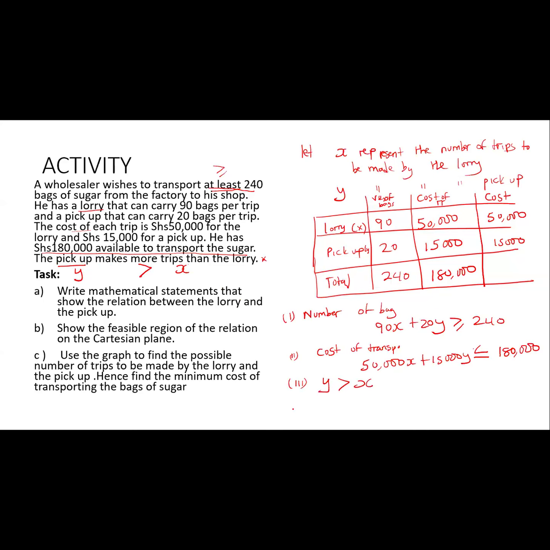Then the next inequalities I'm going to write are the non-negative ones, because you can't have negative trips. So I say X is greater than or equal to 0. And it must always be greater than or equal to. Please don't write just greater than 0 for Y, you'll be marked wrong. So say Y is greater than or equal to 0.